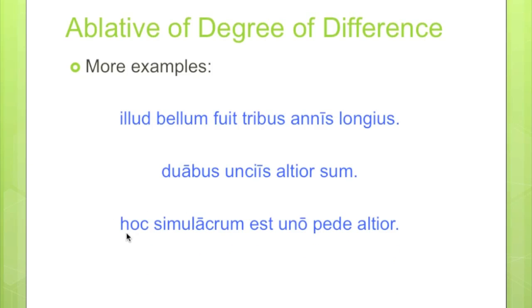Here's another example. Hoc simulacrum est uno pede altior. This statue is altior, taller, uno pede, by 1 foot. Again, an ablative expression. This means this statue is by 1 foot taller. We would simply say in English, this statue is 1 foot taller.